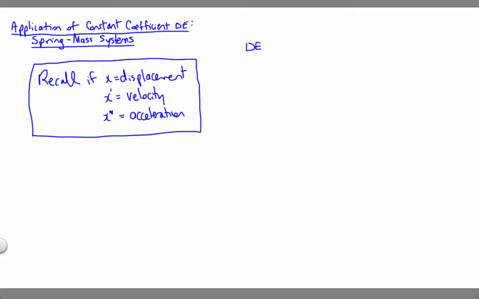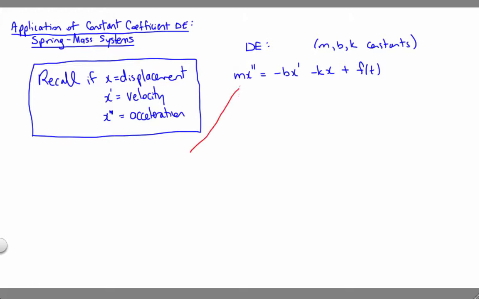So here's what our DE looks like. We will have mx double prime equal to negative bx prime minus kx plus f of t. And I'm going to mention here that m, b, and k are all constants. So let's try to look at the physics behind this differential equation. I think if we can understand what all the terms represent, then it should be fairly easy conceptually to understand this DE as a whole and to remember it really easily.